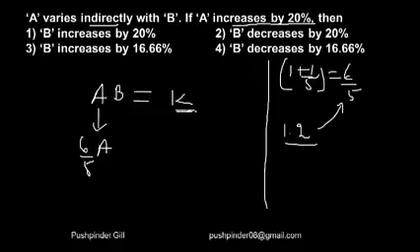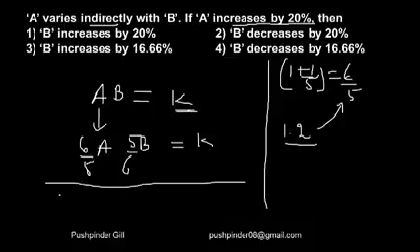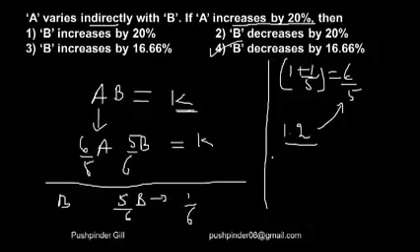Now to keep the K constant, B has to get multiplied by 5 by 6, so that everything cancels each other out and you still get the same value for K. Now A got multiplied by 6 by 5, that means B got multiplied by 5 by 6. So when a number gets multiplied by 5 by 6, from B it became 5 by 6B. That means it reduced by 1 by 6. 1 by 6 is nothing but 16.66%. If you watch the percentage video, this will be very easy for you, right?